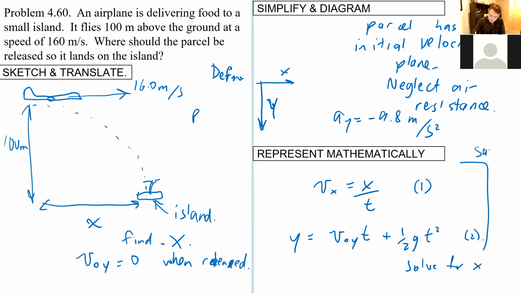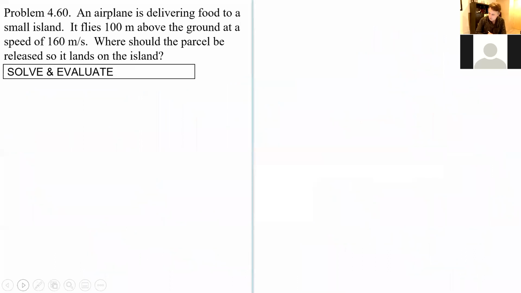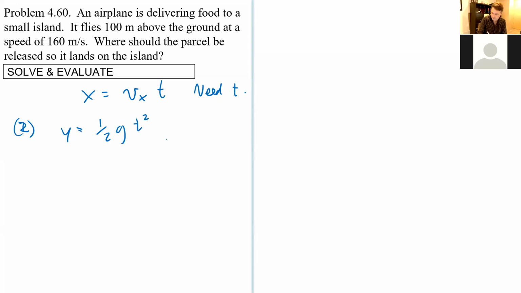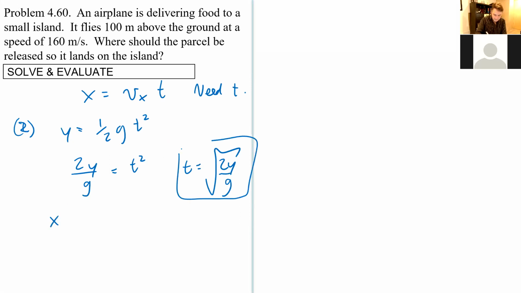And the idea here is you have the same t for both. As I mentioned before, the linking between the x components and the y components is always going to be the time. So I can quickly just show you the way it's going to look. So x is equal to v sub x times t. You need the t. I don't have it. So from equation 2, you've got y is 1/2 gt squared. So 2 times y over g is t squared. So t is the square root of 2y divided by g. So then you plug that in to here.